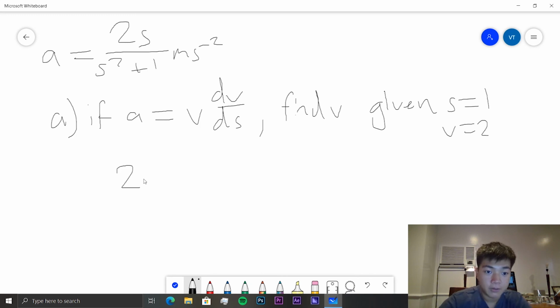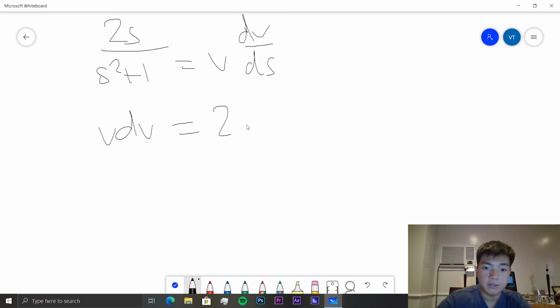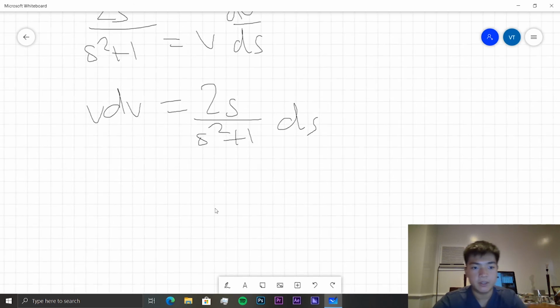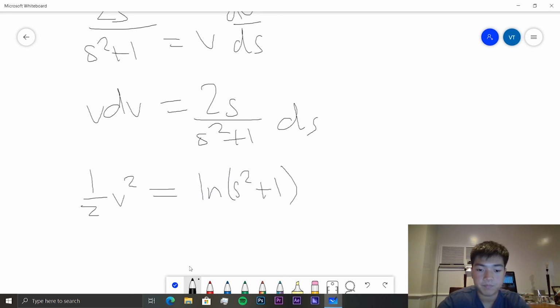Find v. So we have 2s over s squared plus 1 is equal to v times dv over ds. So we have v dv is equal to 2s over s squared plus 1 ds. So this is equal to 1/2 v squared is equal to ln (s squared plus 1) plus c. So we have v squared is equal to 2 ln (s squared plus 1) plus c, so v is equal to the square root.